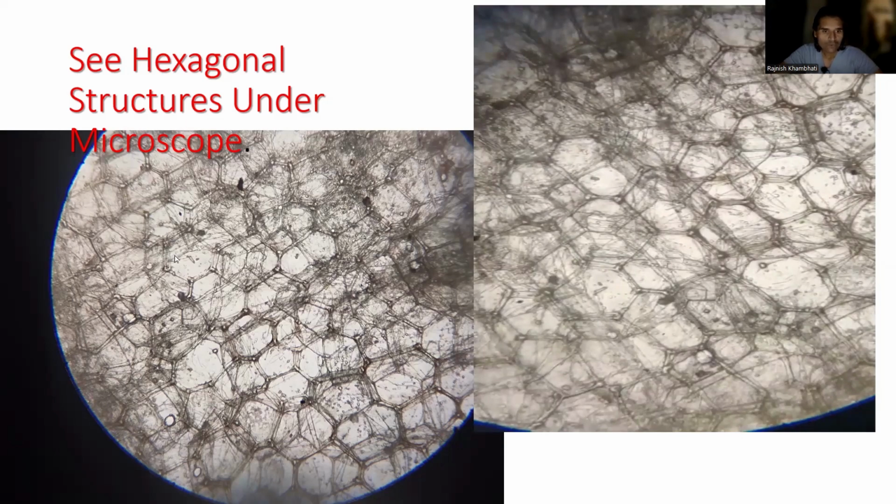If I give you, you can see this blue arrow. I'm pointing this arrow here. Each structure is called a cell. What is this? This is a cell. This is a cell.